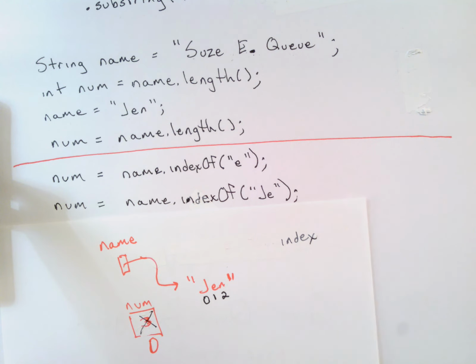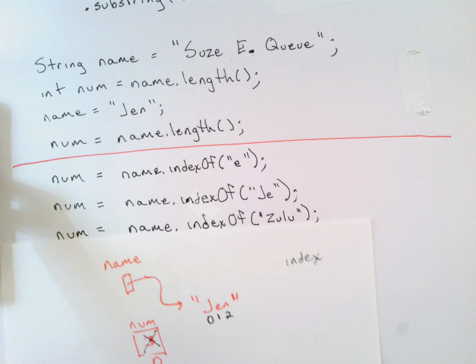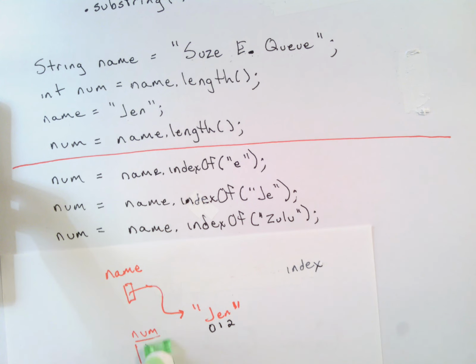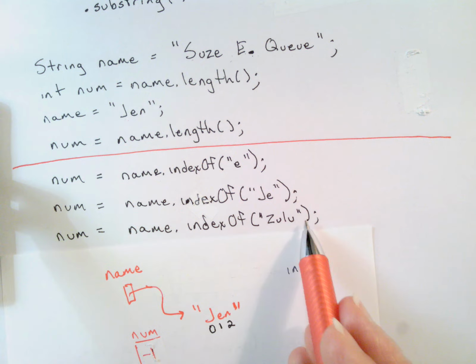Let's take a look at one more problem. Num equals name.indexOf("Zulu"). Well, Zulu does not exist inside Jen, so it's not even there. So what indexOf returns when it can't find the string in parentheses is -1. So num will no longer be 0. It will now be -1. So when it doesn't find what you've got indicated over here in the parentheses, it returns a -1. Means it can't find it.